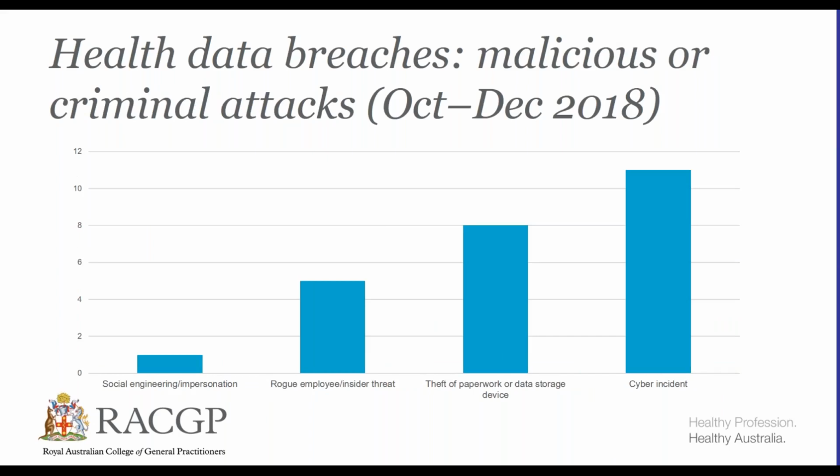Turning to malicious or criminal attacks, 46% of reported breaches were attributed to this particular source. So this can include cyber incidents, such as compromised credentials through phishing or spear phishing attacks, ransomware, malware, or brute force attacks, where it is an automated system of guessing a username and password combination. But this particular source also includes theft of paperwork or data storage devices, rogue employee or insider threat, where an individual employee deliberately accesses or discloses personal information, but also social engineering and impersonation, so where an individual impersonates another to gain access to their personal information.